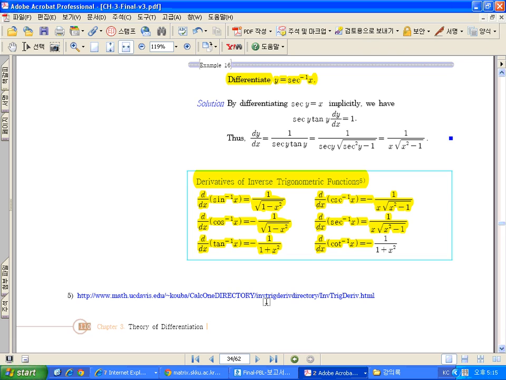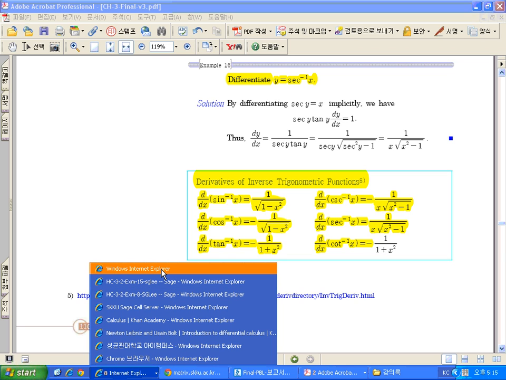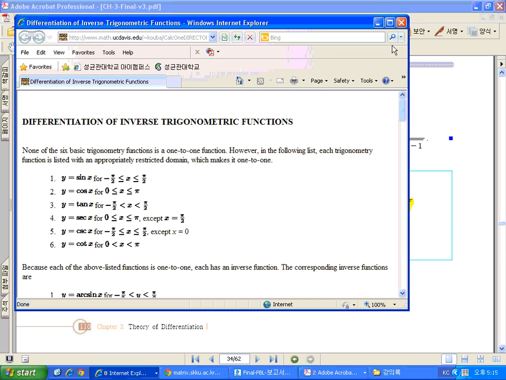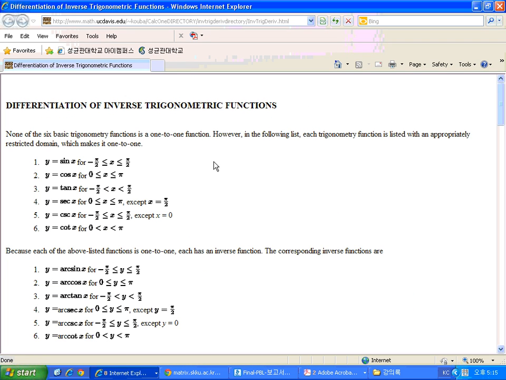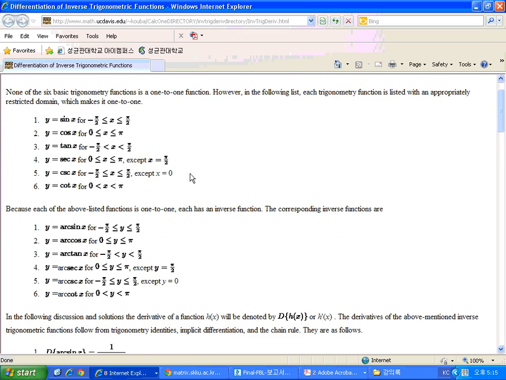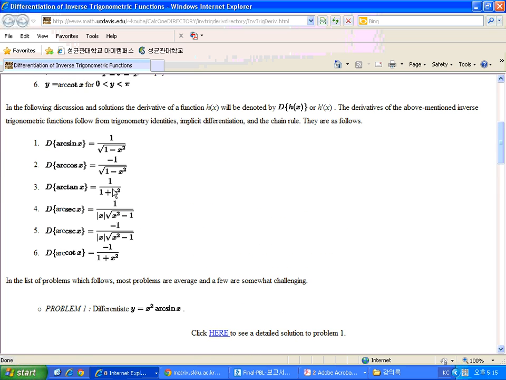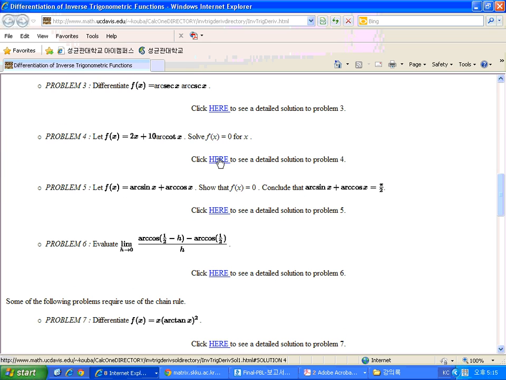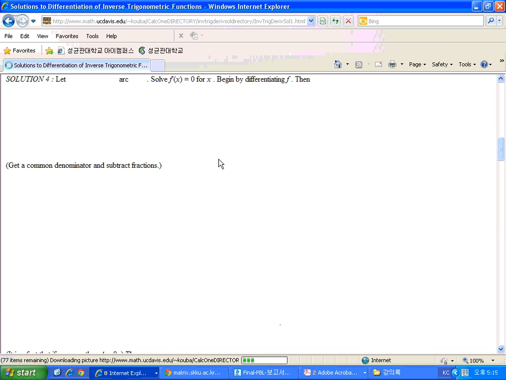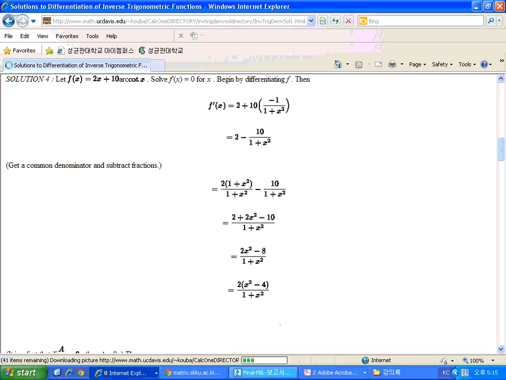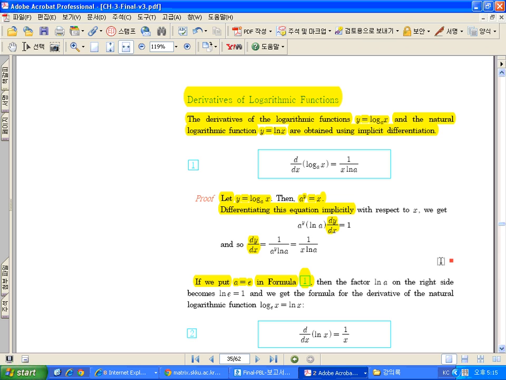Also, you can find all those here. Yeah, here. These are the differentiation of inverse trigonometric functions. There are functions and arc functions, and derivatives of the functions here, and tables, and there are problems with solutions. So there are a whole lot of things that you can use to have a better understanding of this type of examples. Okay.